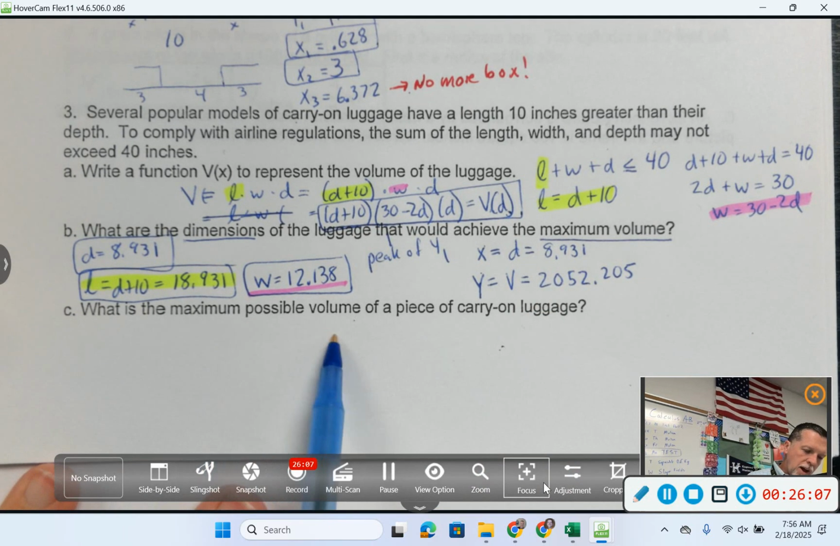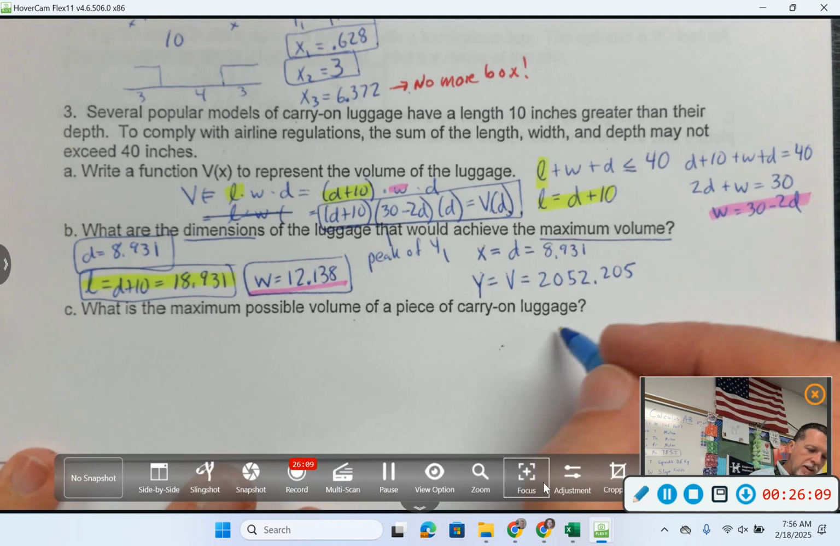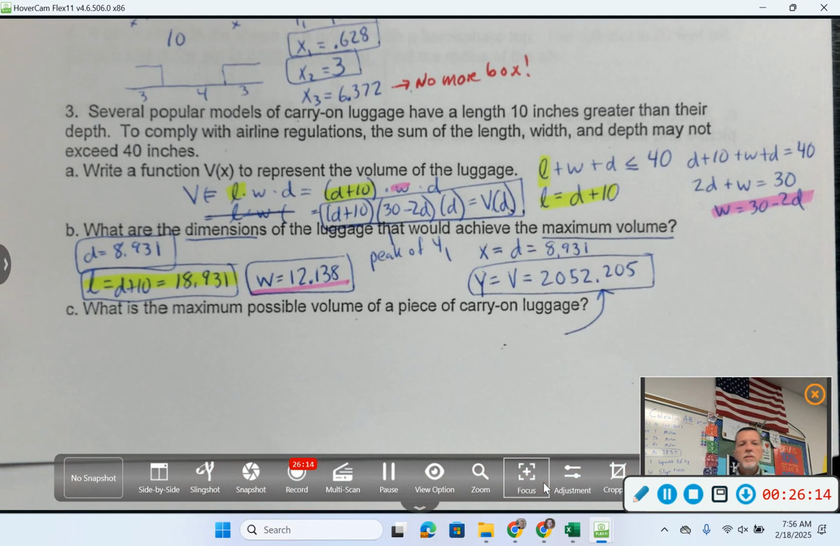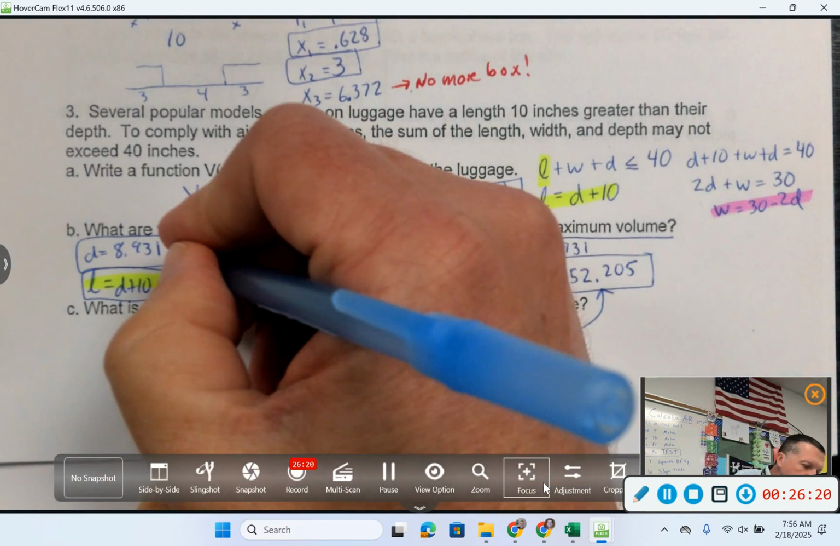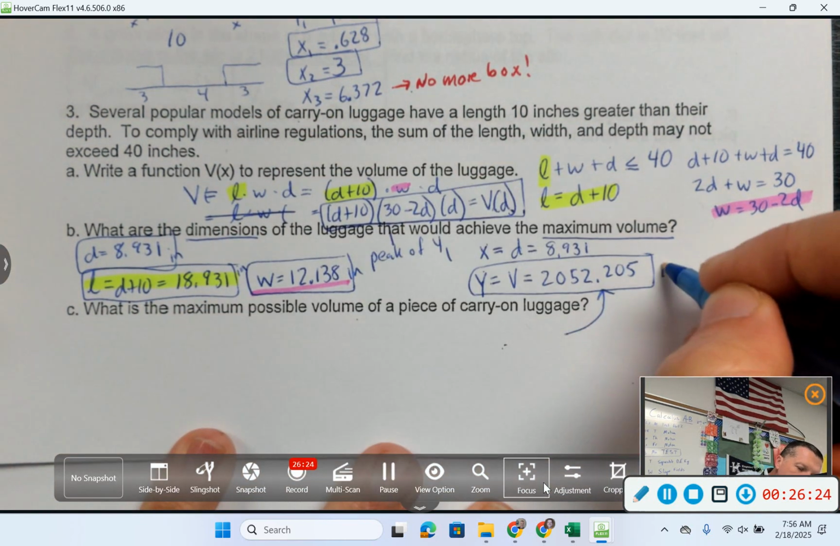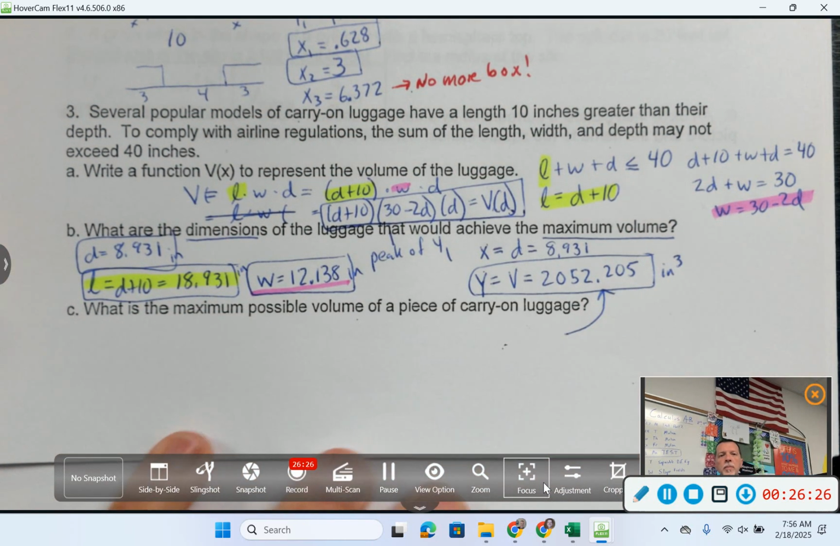Part C, what is the maximum possible volume? Oh, we already found that. Yeah, we already found that. Yes, I suppose we should be careful. All of this is in inches. So depth and length and width are in inches. Volume would be in inches cubed.